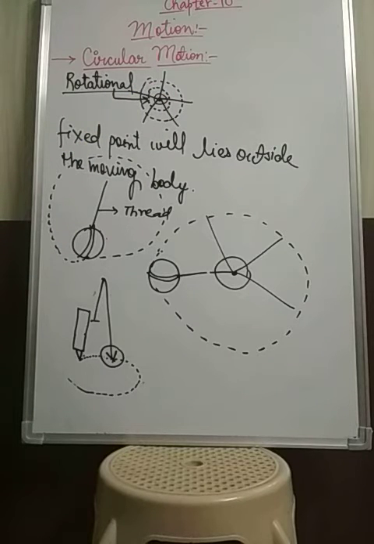Okay, now our next motion is periodic motion. Now, what happens in periodic motion? First of all, let us understand what periodic motion is. This periodic motion actually comes from the word period. Period is that time interval which comes after a fixed time.